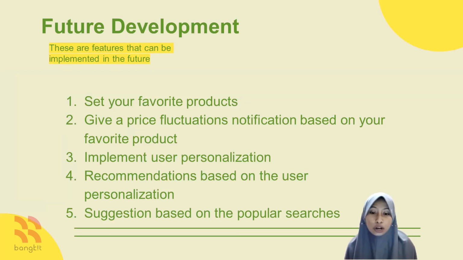First is set your favorite product, and the second is give a price fluctuation notification based on your favorite product, and the third is implement user personalization, and then recommendations based on the user personalization, and the last is suggestions based on popular searches. Maybe that's only what we can say.